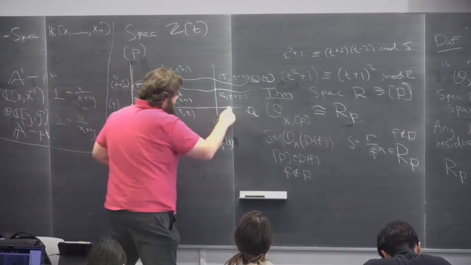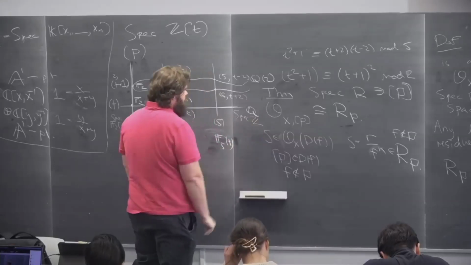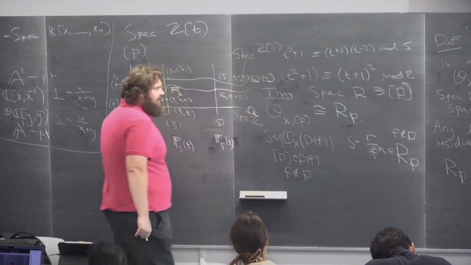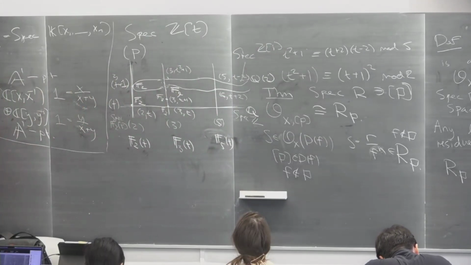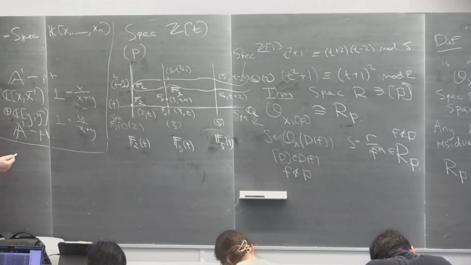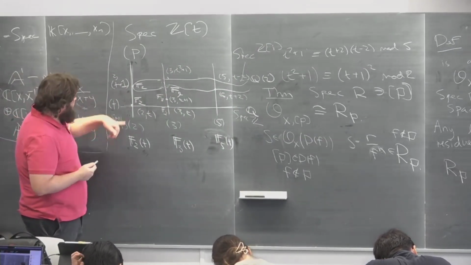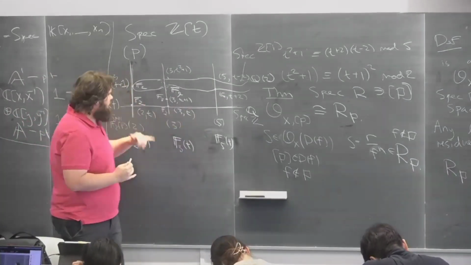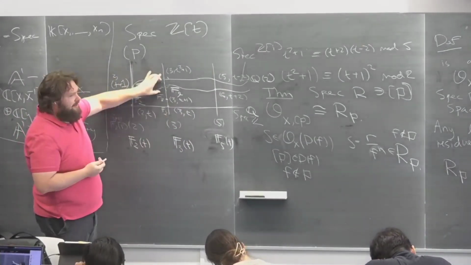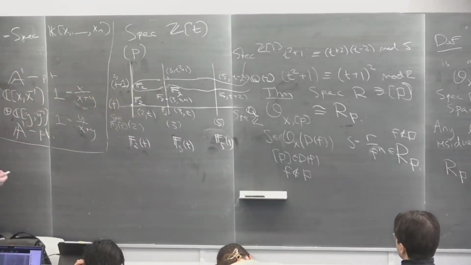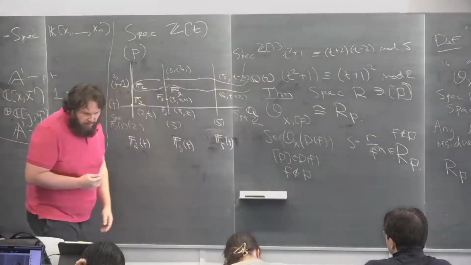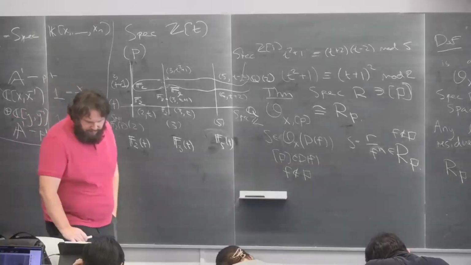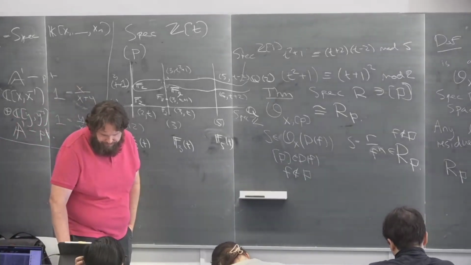And similarly, this line is a copy of Spec Z. This line is a copy of Spec of Z adjoin i, the Gaussian integers. Right, so exactly what I'm seeing here is that 2 and 5 split as Gaussian primes, 3 doesn't. And so I get this F9. That's the unique quotient of Z adjoin i, which is a field of characteristic 3. All right, cool. Are there any questions?